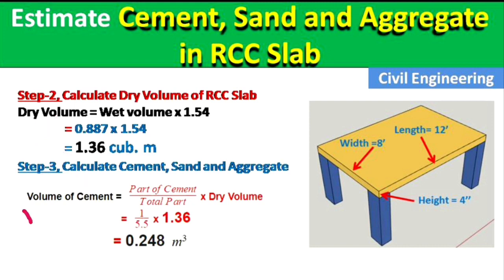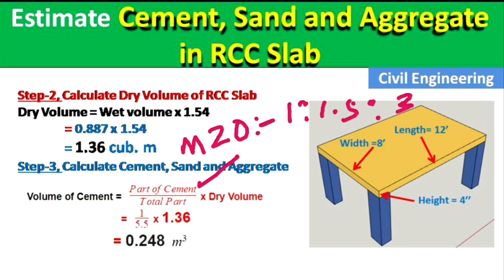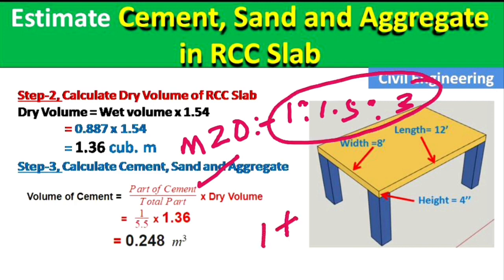Okay guys, here is the formula to calculate the volume of cement. The volume of cement is the part of cement divided by the total parts, into the dry volume. See here very carefully: the grade of concrete we have taken is M20, whose ratio is 1 is to 1.5 is to 3. If we add the total parts, 1 plus 1.5 plus 3, we get 5.5.